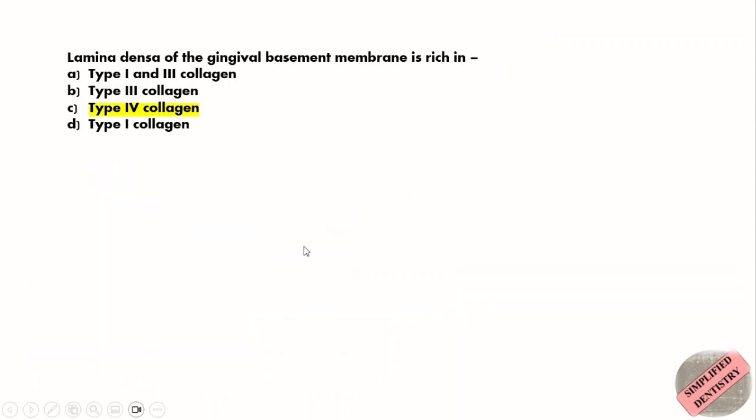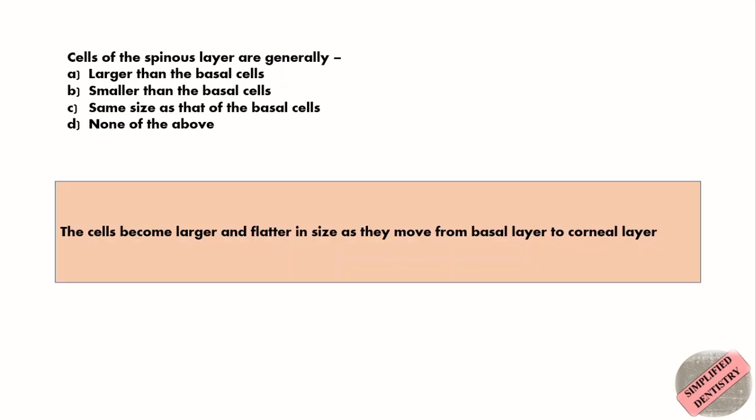Second question is, cells of the spinous layer are generally, and the options are option A, larger than the basal cells, option B, smaller than the basal cells, option C, same size as that of the basal cells, and option D, none of the above. So the cells of the oral epithelium become larger and flatter in size as they move from basal layer to the corneal layer. So the answer is larger than the basal cells. So the cells of the spinous layer are generally larger than the basal cells.